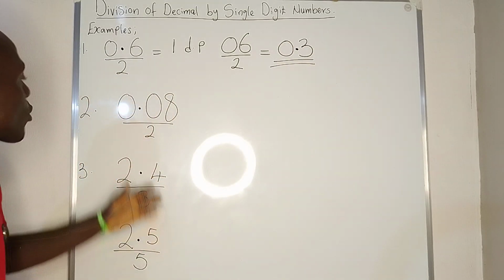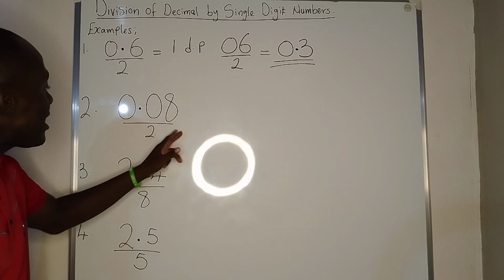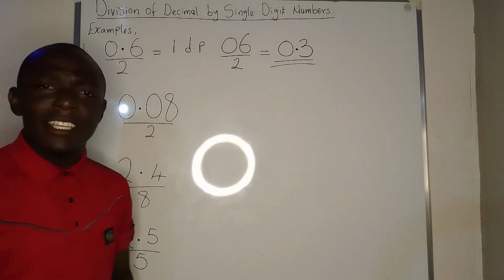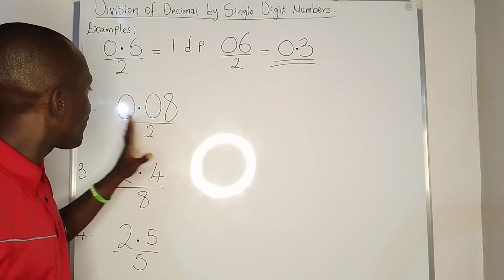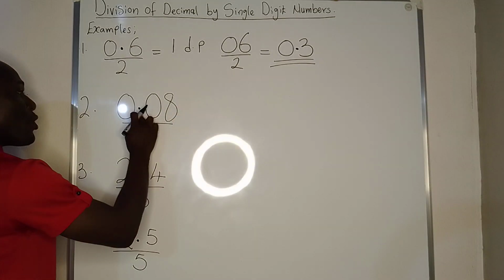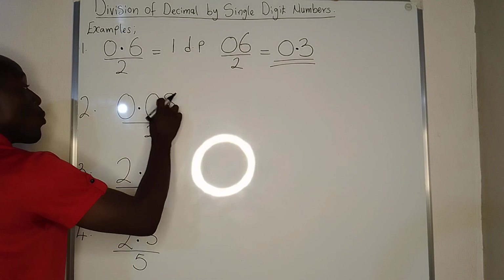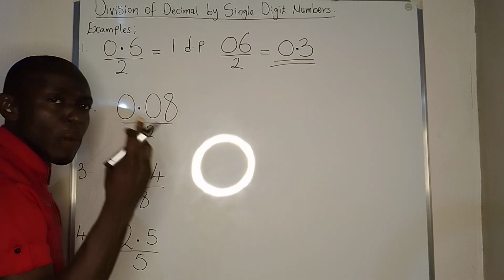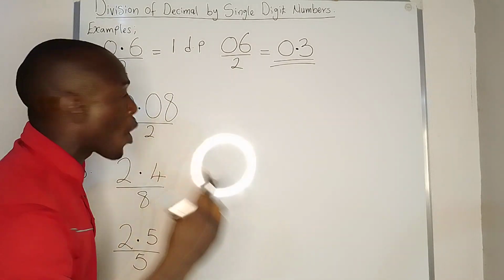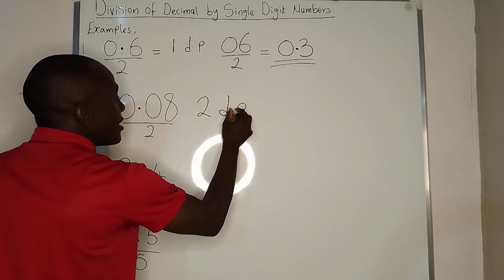Now let's look at the second question, which is 0.08 divided by 2. Likewise, to divide this number is very simple. So let's count how many numbers we can see after our decimal point. Okay, let's count. From my right hand side, we have 1, we have 2, so we have 2 numbers after the decimal point. So we have 2 decimal places.